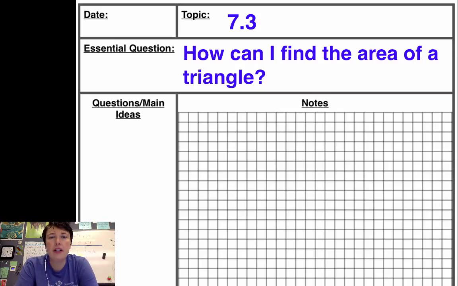Hey guys, we're going to do another video here for topic 7.3 if you're in the same book as us in class. And we are working on how can I find the area of a triangle. Something we really want to be good at, something we want to be able to remember and take with us through different grade levels, because at all different levels of math, there becomes a useful time for finding an area of a triangle. So just to kind of review, what is area?